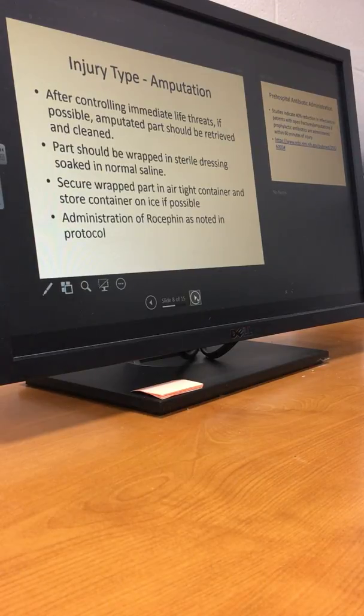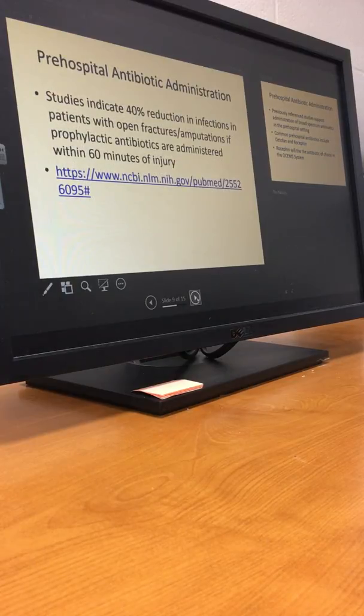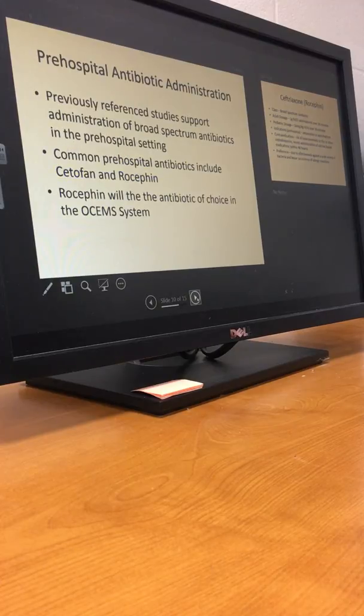Pre-hospital antibiotic administration. Studies indicate a 40% reduction in infections in patients with open fractures or amputations if prophylactic antibiotics are administered within 60 minutes of the injury. Previously referenced studies support administration of broad-spectrum antibiotics in the pre-hospital setting. The common pre-hospital antibiotics include Cefazolin and Rocephin, with Rocephin being the antibiotic of choice for the Onslow County EMS system.